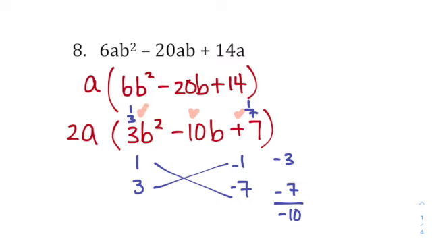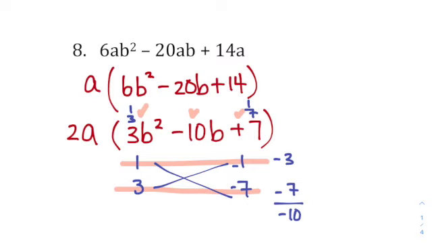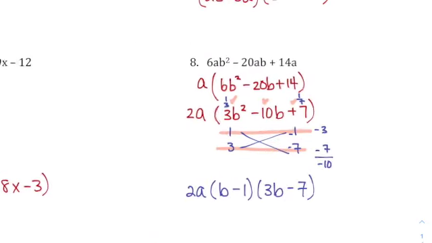So the answer is going to be, careful how you write them. It's going to be 2a times b minus 1 and 3b minus 7. And that will be your answer for number 8.